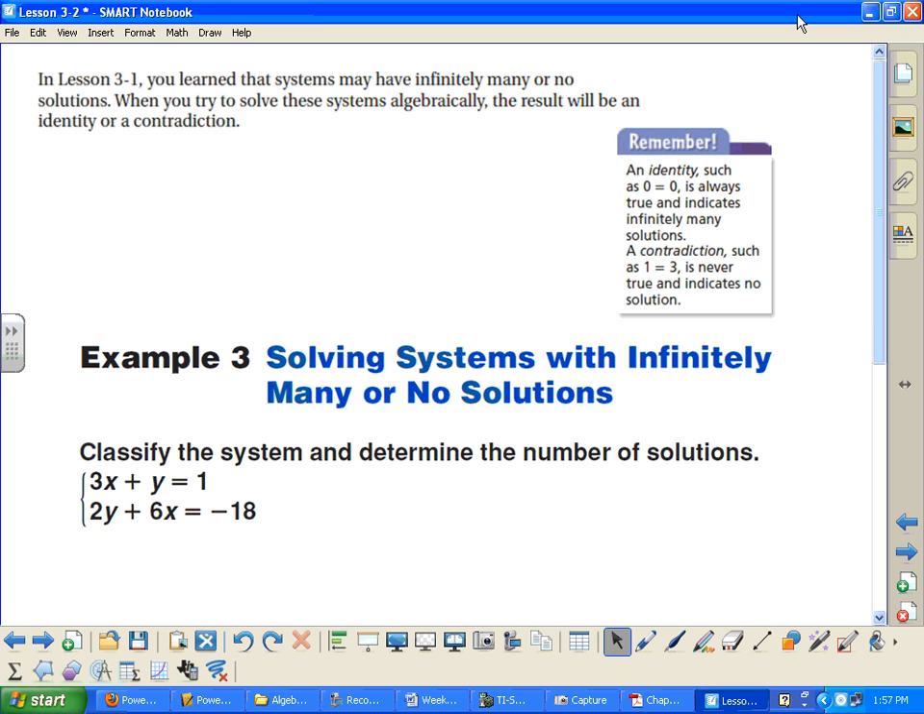Now we're going to look at identifying the system. So is it consistent or inconsistent? If it's consistent, is it dependent or independent? And if it's inconsistent, then that's all it is. Right? So yesterday we looked at the slopes. If the slopes were different, then it was consistent and independent, we had one solution.